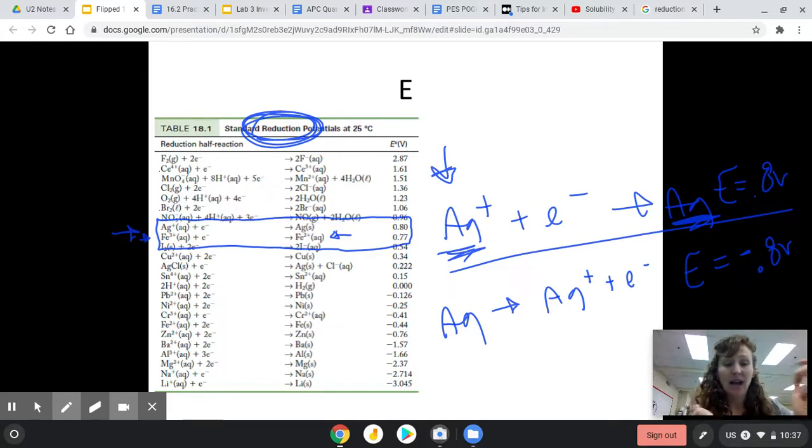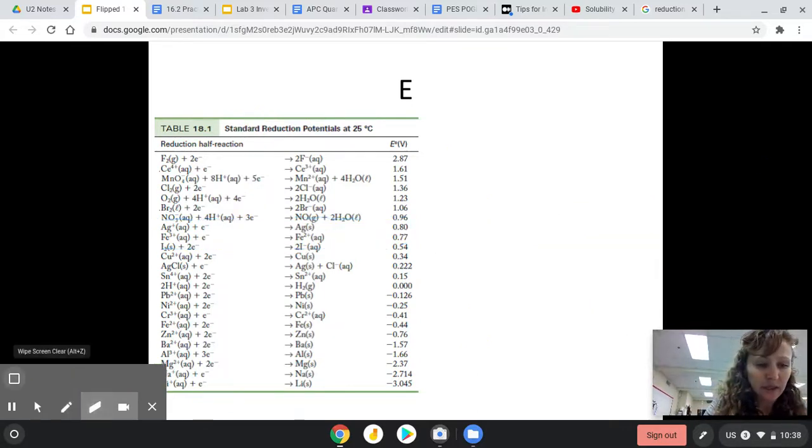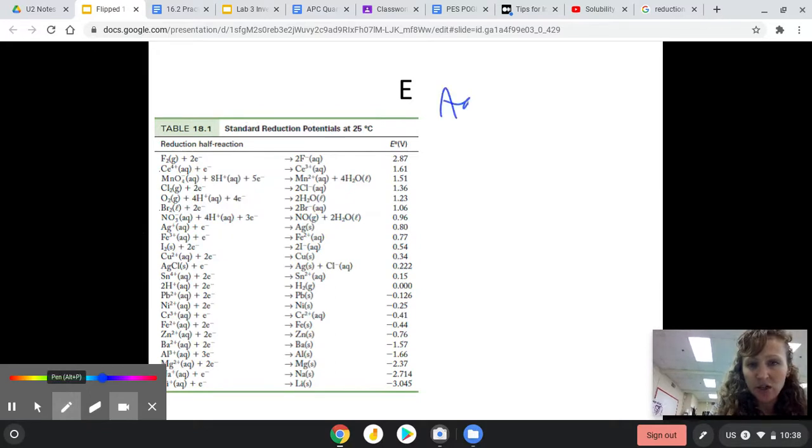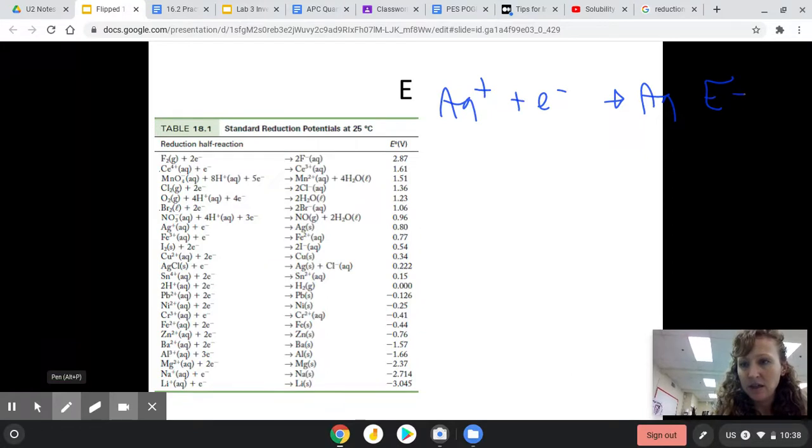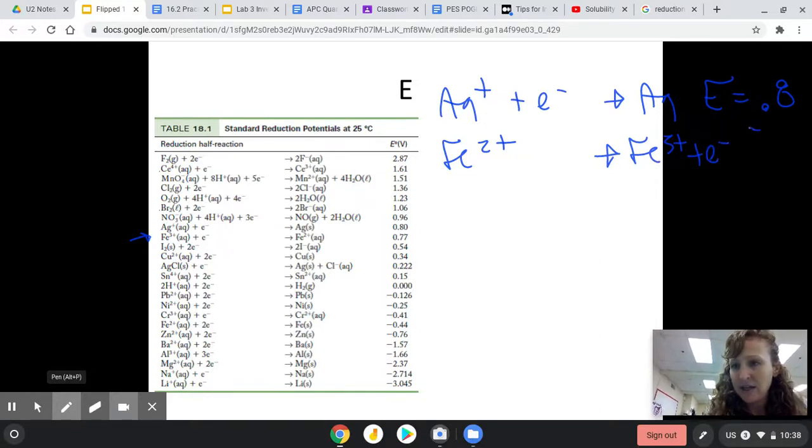Now, as we do this, let's start with silver. Ag plus e minus goes to Ag. E is 0.8. And then I'm going to flip iron here. So Fe2 plus goes to Fe3 plus plus e minus. And then I have an E for that also. Since I flipped the reaction, I'm also going to flip the sign. So negative 0.77.